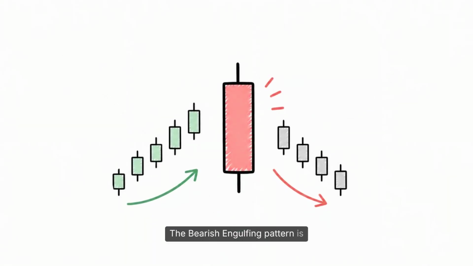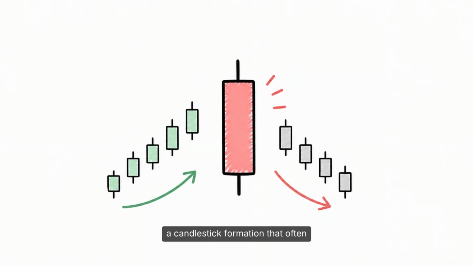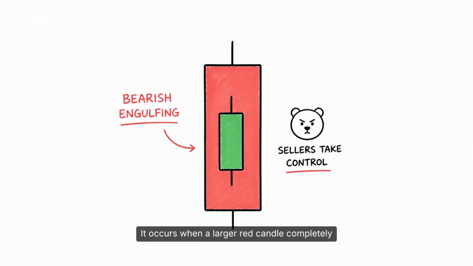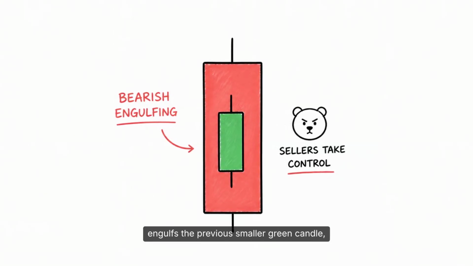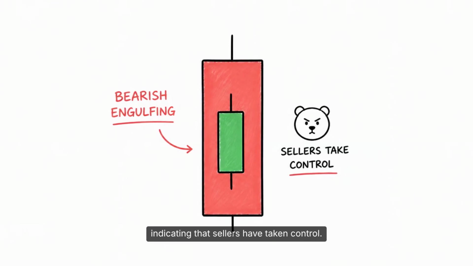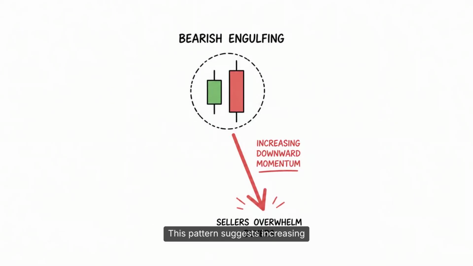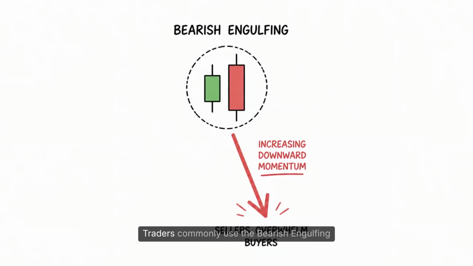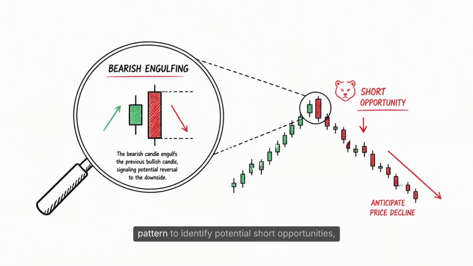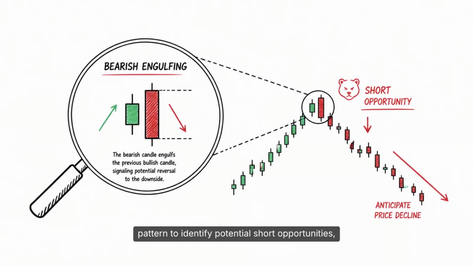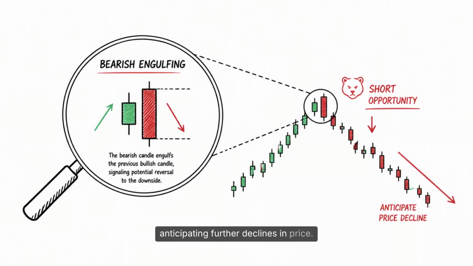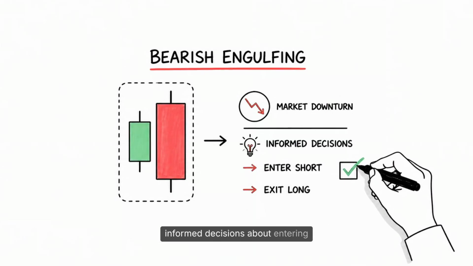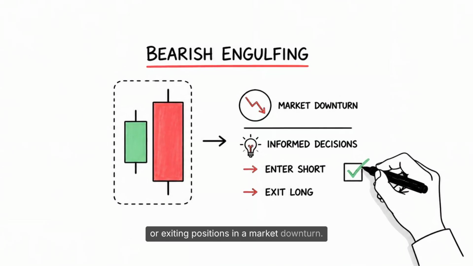The bearish engulfing pattern is a candlestick formation that often signals a shift in market sentiment. It occurs when a larger red candle completely engulfs the previous smaller green candle, indicating that sellers have taken control. This pattern suggests increasing downward momentum as buyers are overwhelmed by selling pressure. Traders commonly use the bearish engulfing pattern to identify potential short opportunities, anticipating further declines in price. Recognizing this pattern can help in making informed decisions about entering or exiting positions in a market downturn.